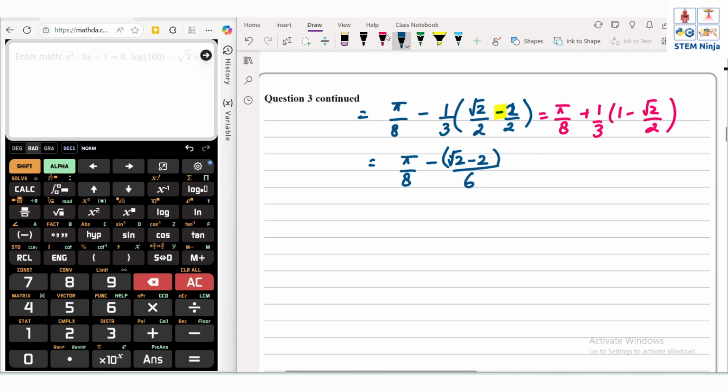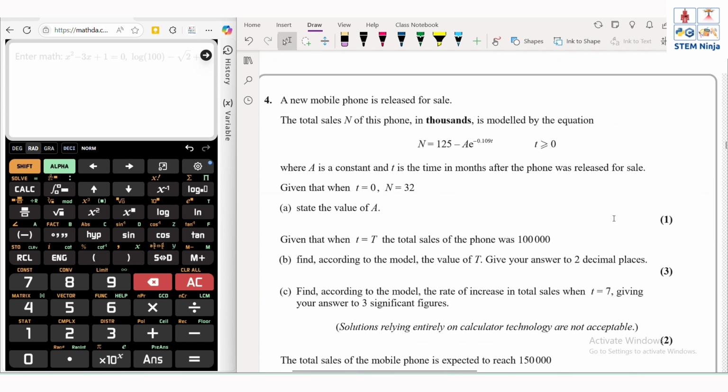Or if you go this way, this would become pi by 8 plus, same reason, (2 minus square root 2) divided by 2 times 3, 6. Either way, they're both the same thing. All right, moving on to question number 4.